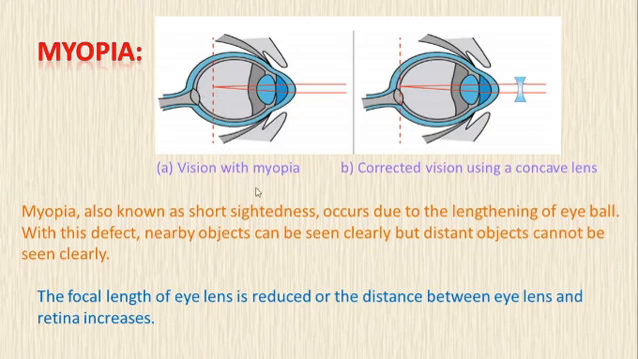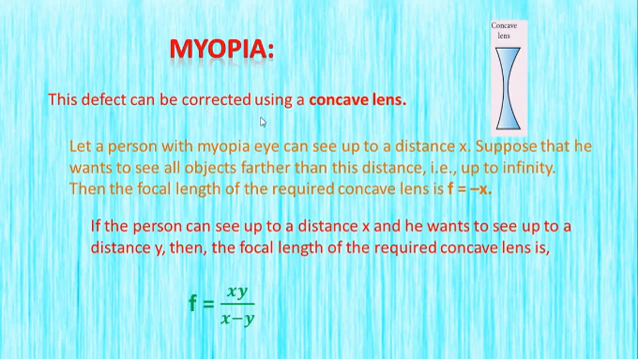This defect can be corrected using a concave lens. You see the diagram, it's a concave lens. The focal length of the concave lens to be used is computed as follows. You see, this defect can be corrected using a concave lens. We see the concave lens here, both sides are inwardly curved.